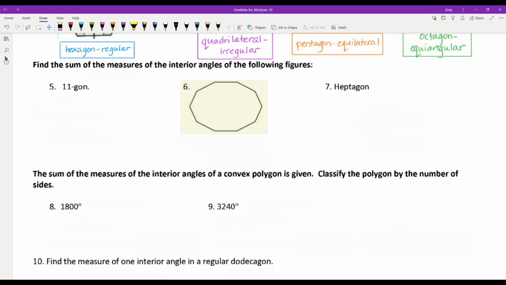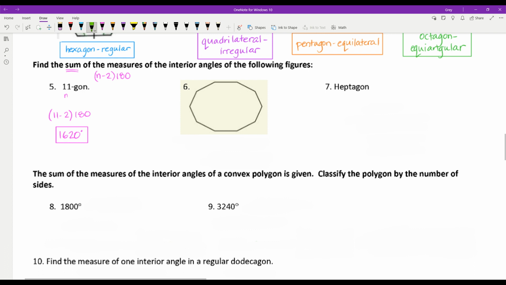But the sum of the measures of the interior angles is n minus 2 times 180, because that's how many triangles are inside of it. If it's an 11-gon, then I know that n is 11. So in my formula, I'm going to put 11 in for n. 11 minus 2 times 180 is 9 times 180, which is 1620.